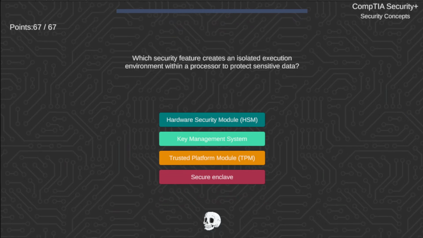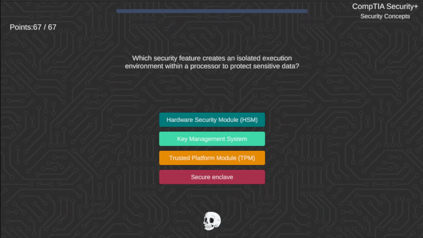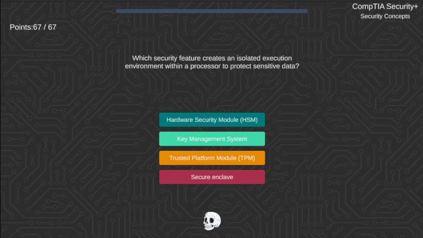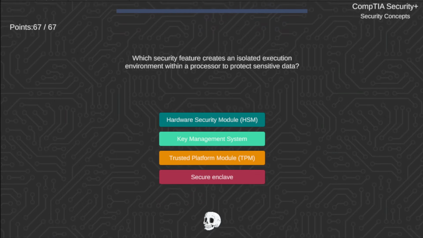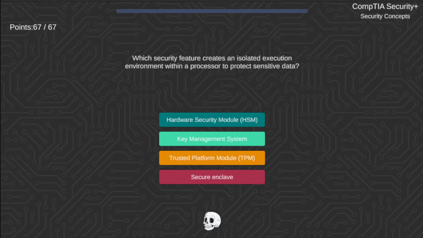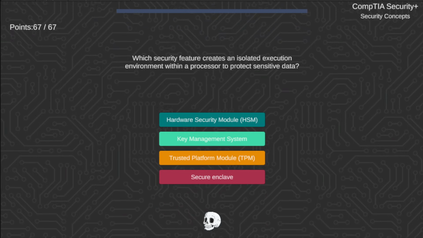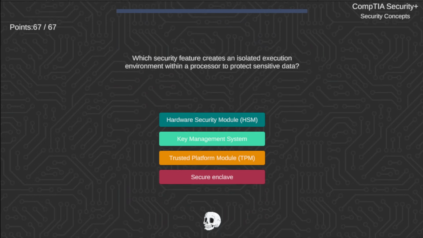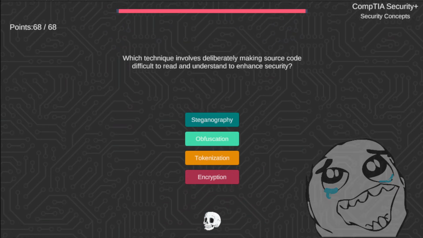Which security feature creates an isolated execution environment within a processor to protect sensitive data? Isolated execution environment within a processor to protect sensitive data. Hardware security module, key management system, trusted platform module, or secure enclave? Isolated execution environment within a processor. Correct answer is secure enclave.